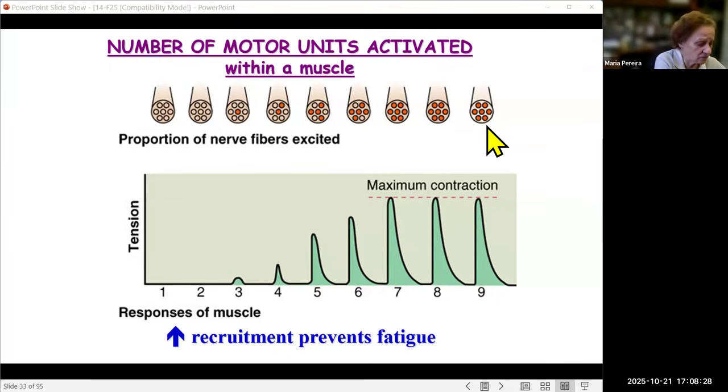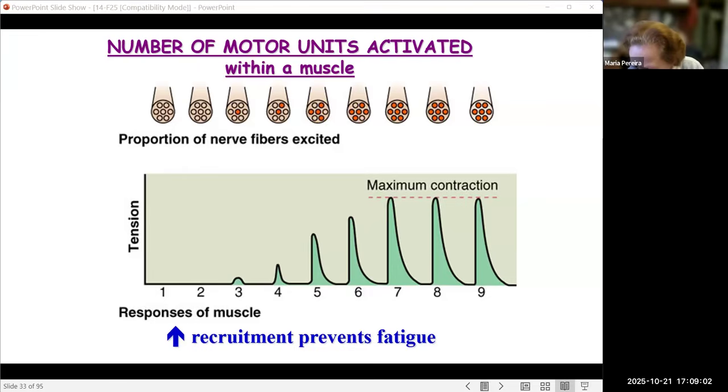The same thing as the example I was giving you: to raise this post-it, I'm recruiting much fewer muscle fibers than if I'm raising my cup. You need much more strength, much more tension. You need many more muscle fibers being recruited to raise my cup than to raise the post-it, because it's much lighter. Okay, so I hope this concept is clear.